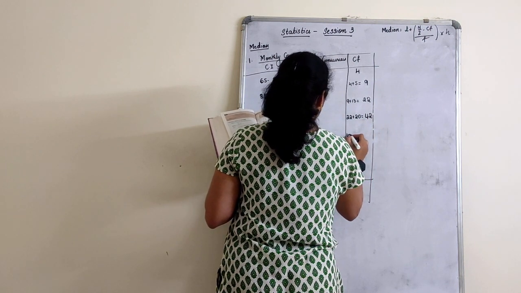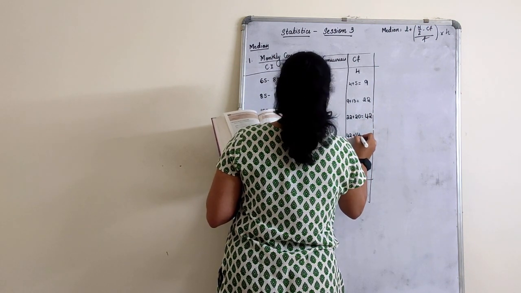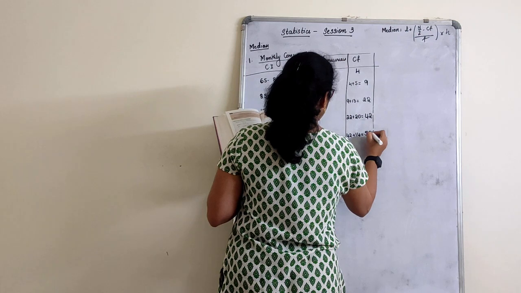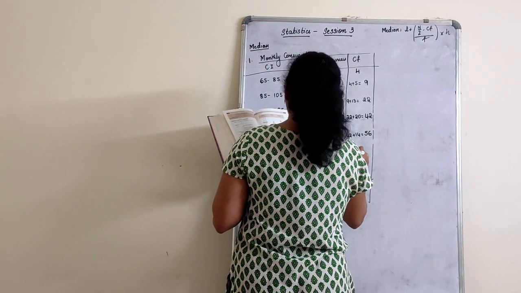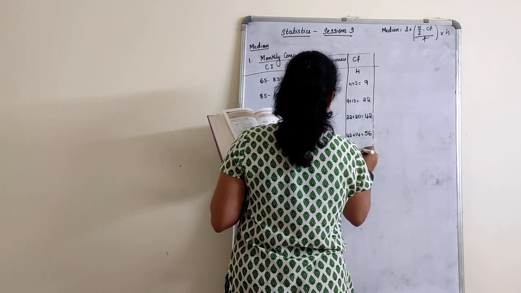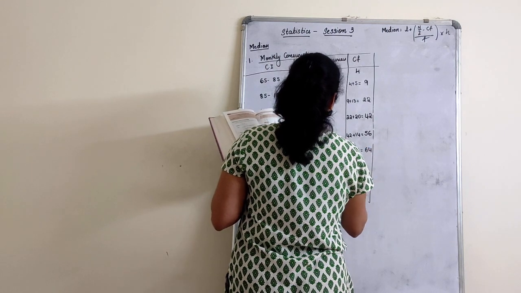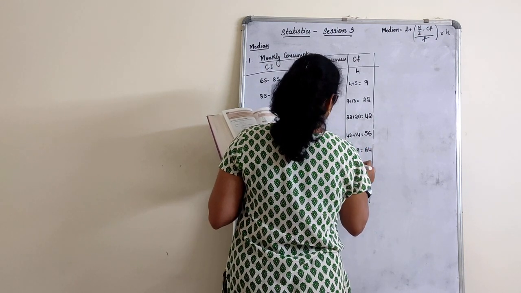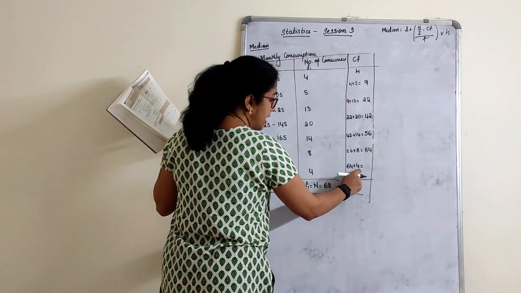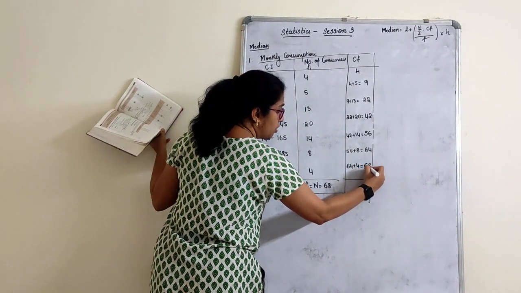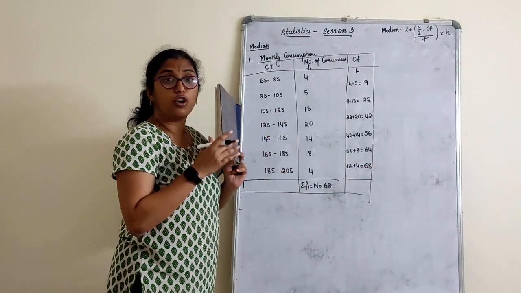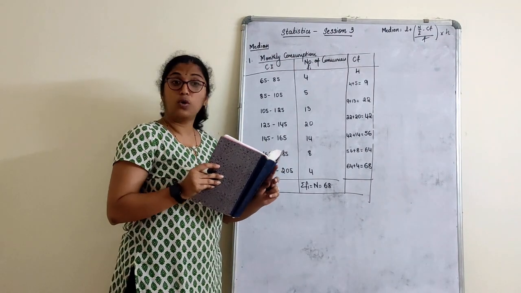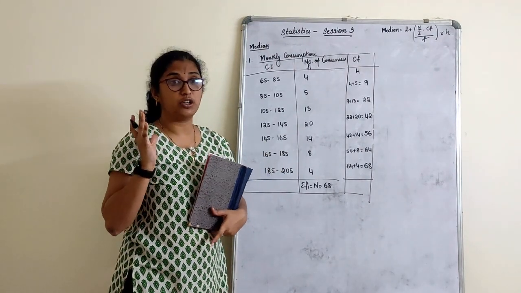42. 42 plus 14, 56. 56 plus 8, 64. 64 plus 4. The last answer should always be the total.